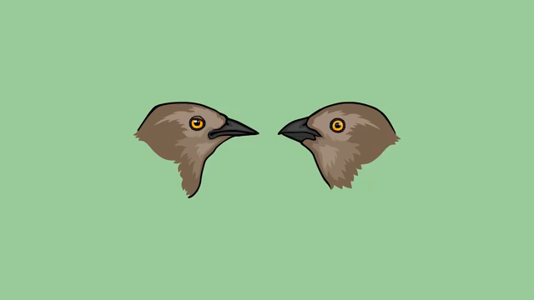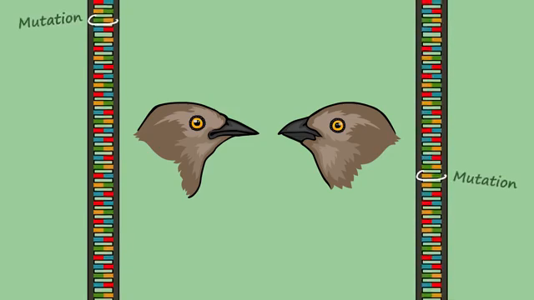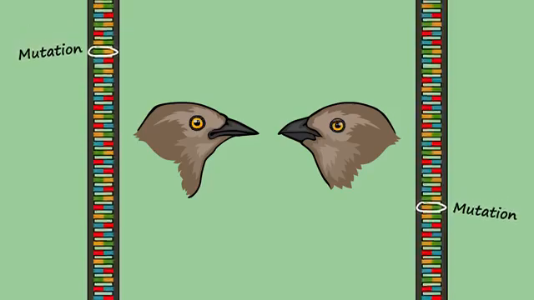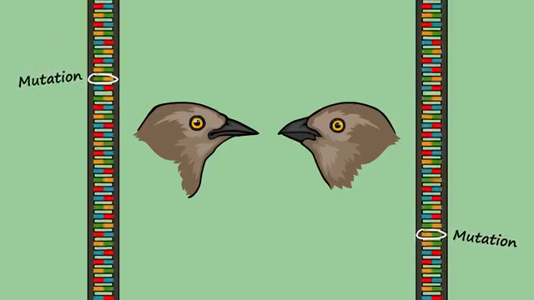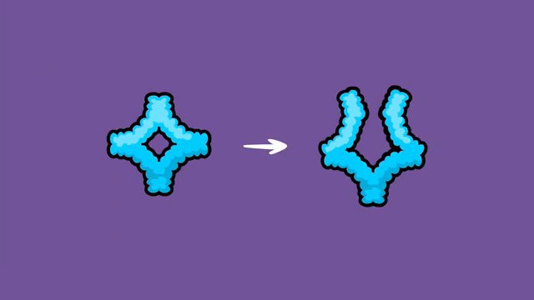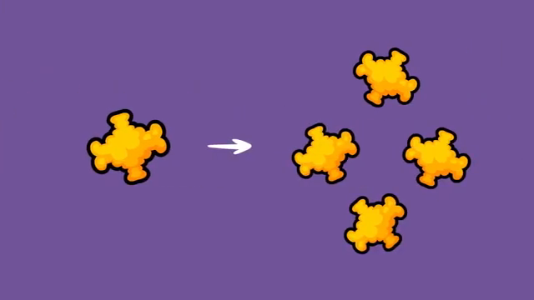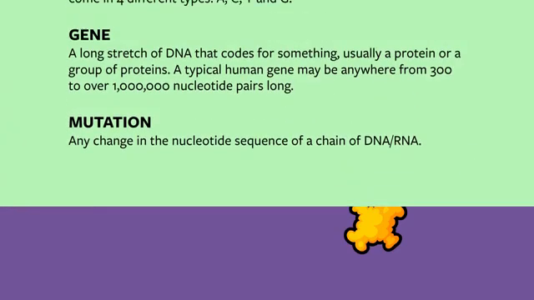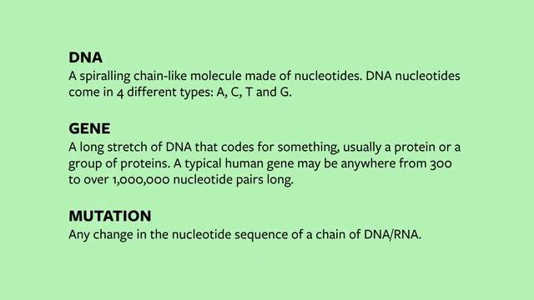Individuals have different traits, in this case differences in beak shape, largely because of differences or mutations in their genetic code. These differences can either cause changes in a specific protein shape, and therefore its function, or mutations can change when or how much of a particular protein will be produced. Now that you clearly understand these 3 terms, and by the way, feel free to pause the video to study them if need be, it is now time to talk about chromosomes.